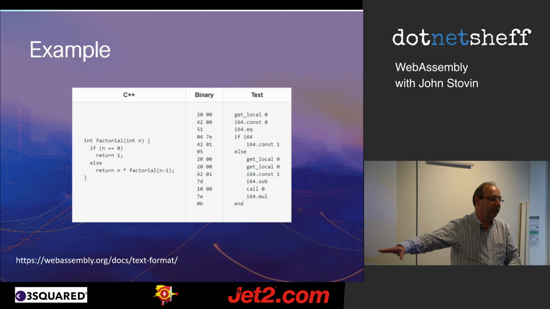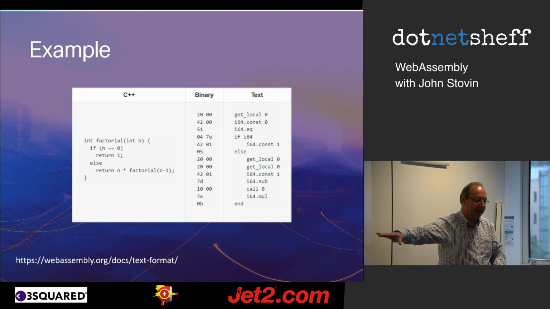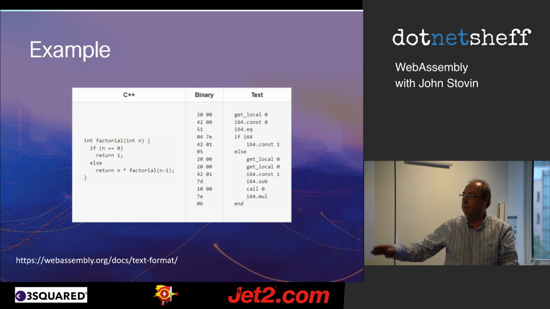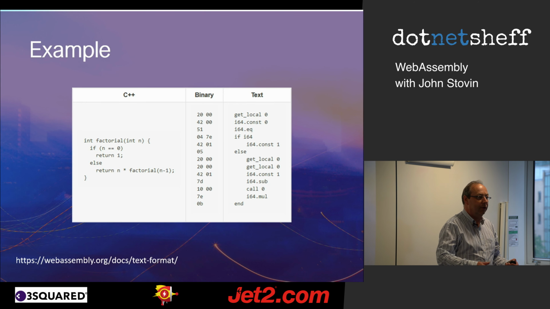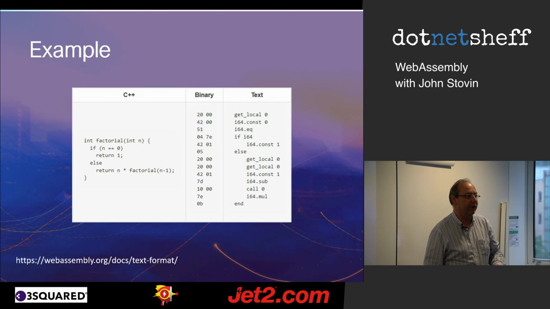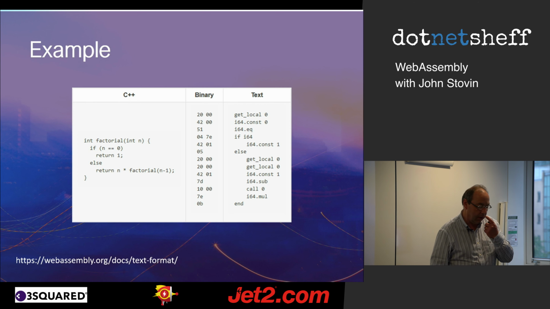So you can see there are no registers here, it's all stack based. And having it stack based makes doing some bits of the static analysis, I think, more straightforward, which is why they've done it that way.